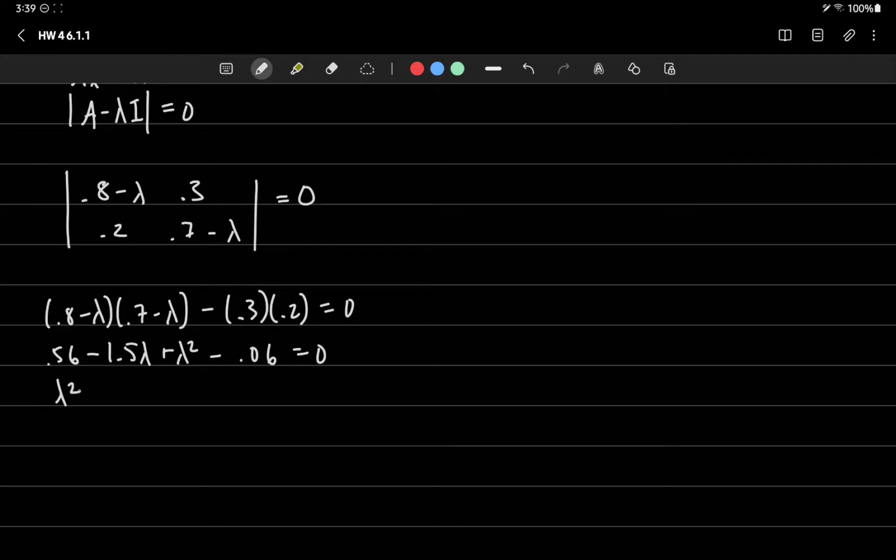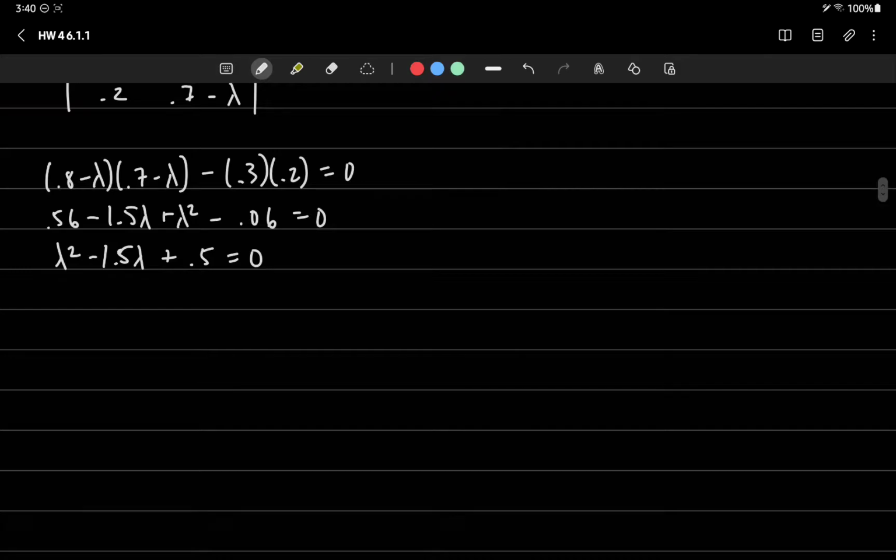And further, lambda squared minus 1.5 lambda plus 0.5 will be equal to 0. To find the lambda values, we just have to factor this. And if you got the correct combination, it should be lambda minus 1 and lambda minus 0.5. So for A, lambda equals 1 and 0.5.